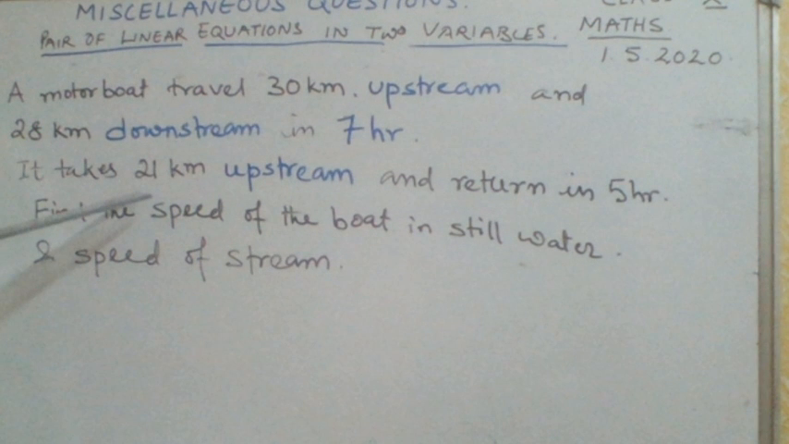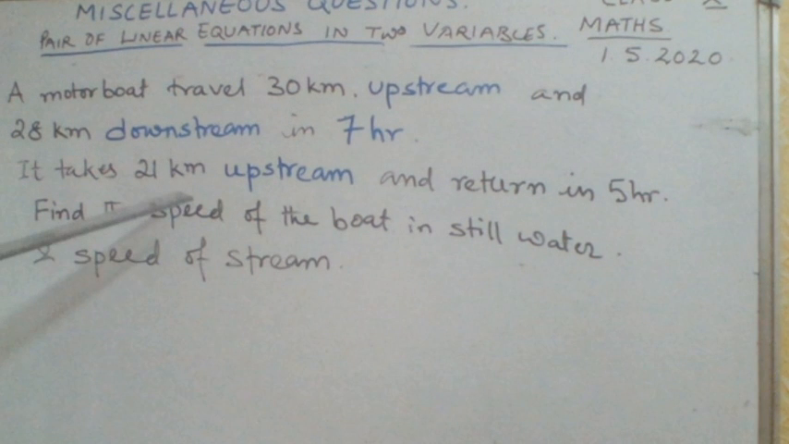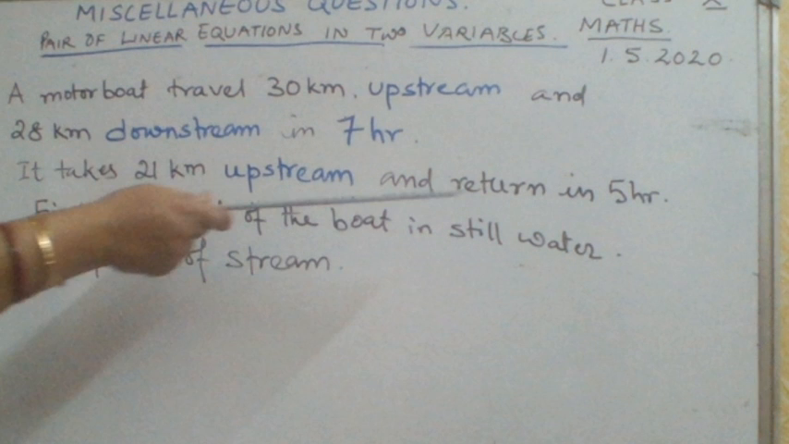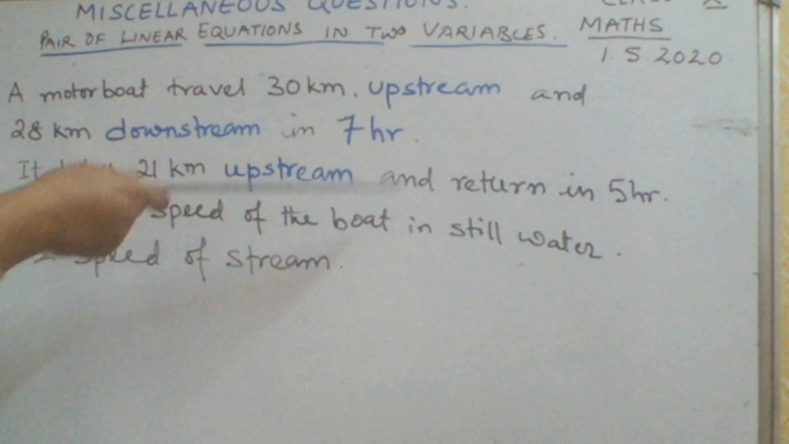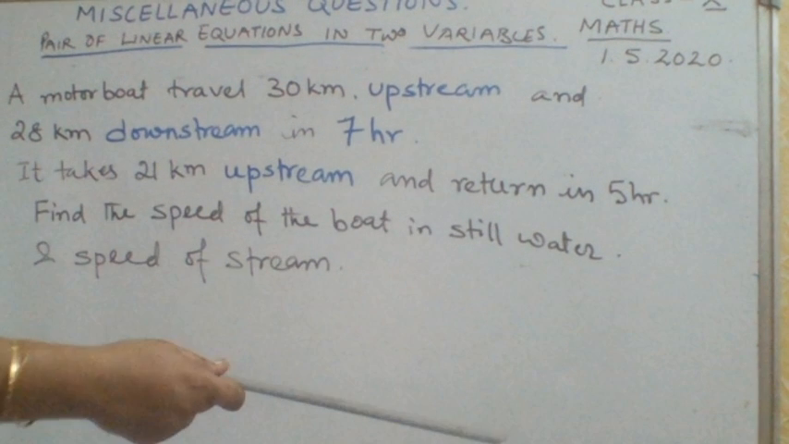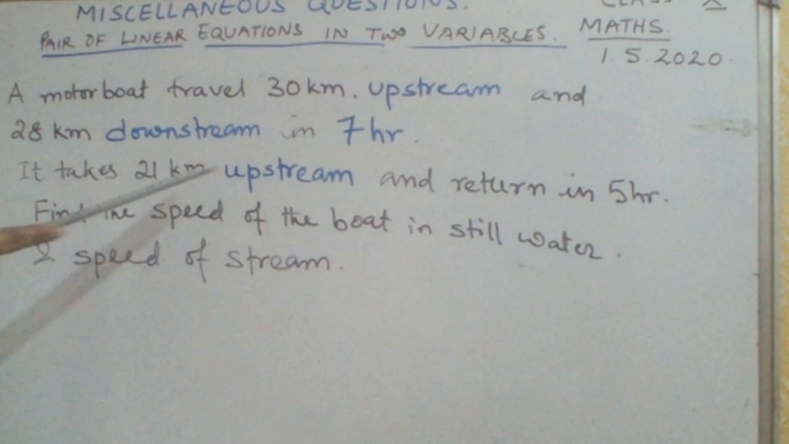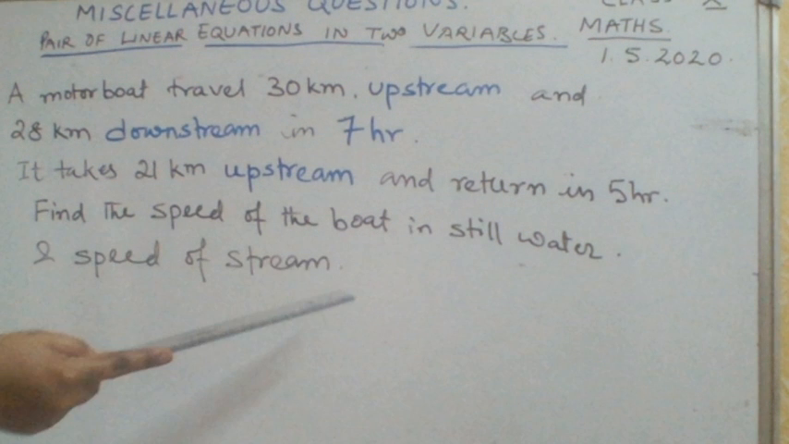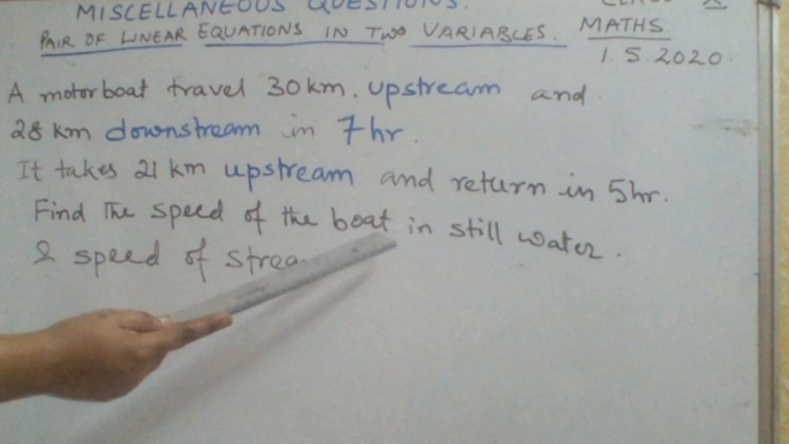While going it is upstream, so while returning it should be downstream. See the language they have used. The question is made a little difficult for you to understand. One may not understand what the distance is and what the word return means. So 21 kilometers upstream and return means 21 kilometers downstream. Together it takes 5 hours. So find the speed of the boat in still water and the speed of the stream.